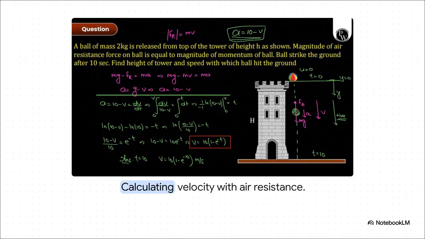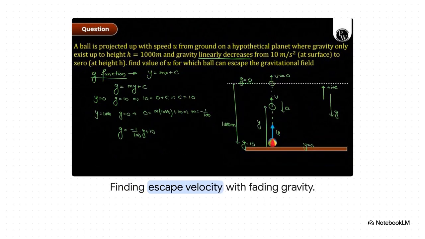Because our acceleration is constantly changing, which we can write as a equals 10 minus v, we can't just plug in a single static number. Instead, we have to set up an integral. By integrating that changing acceleration over time, we unlock the exact velocity equation for this messy reality. Just look at that elegant equation we get. v equals 10 times (1 minus e to the negative t). See that e to the negative t part? That simply means that over time, the velocity naturally levels out to a constant top speed. Pretty cool, right?